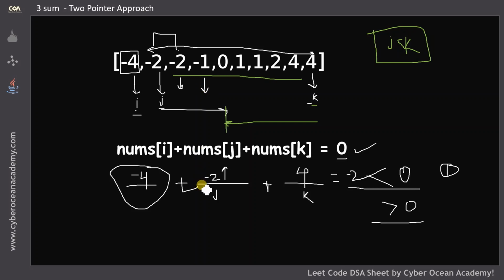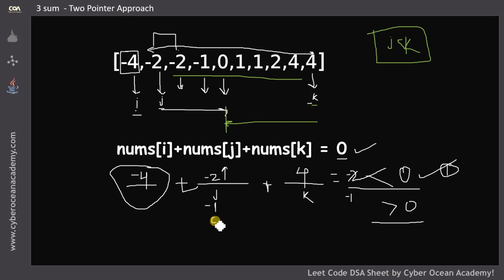Here we found that the new value is -1. Now let's see whether the sum is equal to 0, greater than 0, or less than 0. It is still less than 0, which is again the same case scenario. So now we simply increase the j pointer, and it is 0 right now.